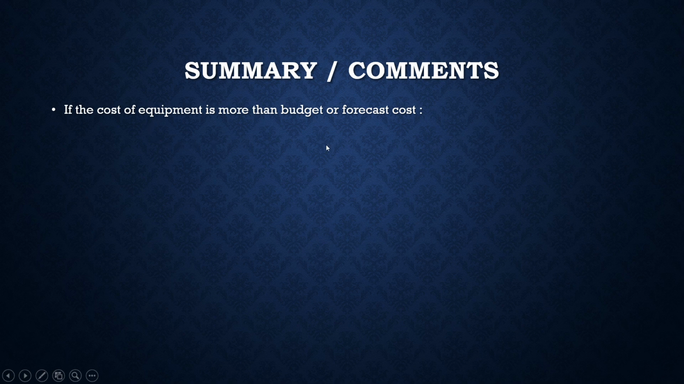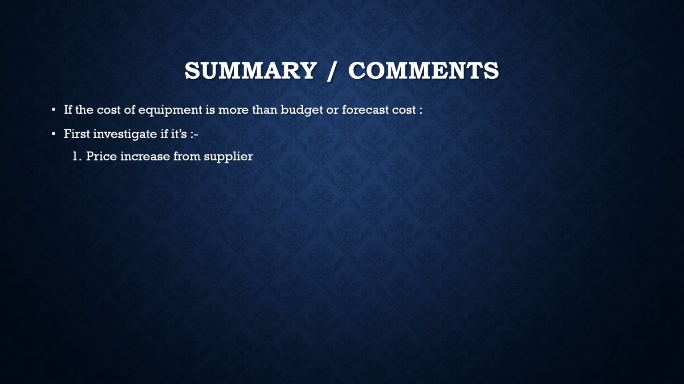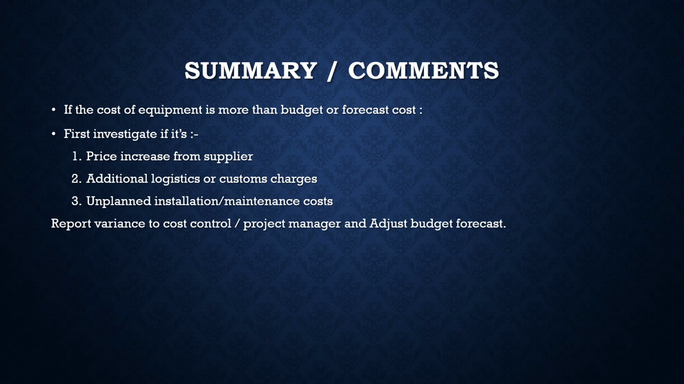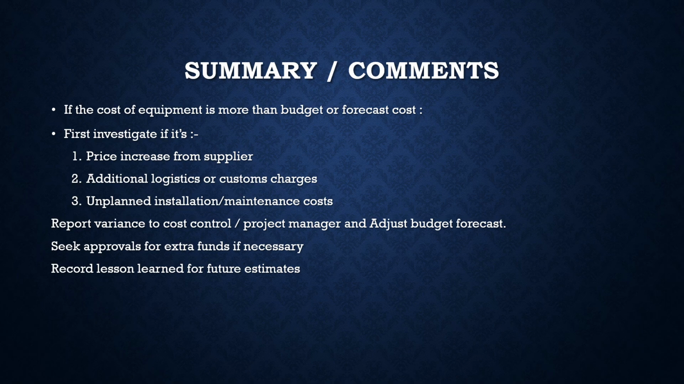Finally, once all costs are consolidated, it's time to analyze and comment on the results. If the actual equipment cost exceeds the budget or forecasts, the first step is to investigate the reasons. Some common causes might be price increases from suppliers, additional logistics or customs charges, unplanned installation or maintenance costs. After identifying the cause, report the variance to the cost control team or project manager and adjust the budget forecast if necessary. If extra funds are required, seek approvals promptly. It's also important to record lessons learned for future cost estimation to avoid repeating the same issues.